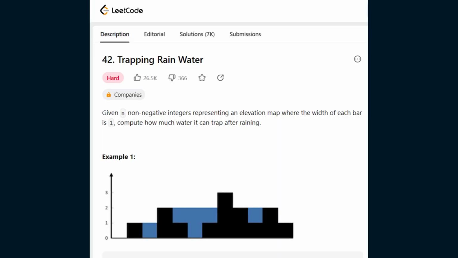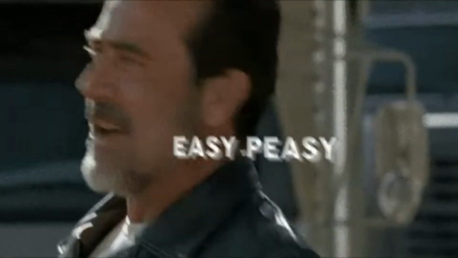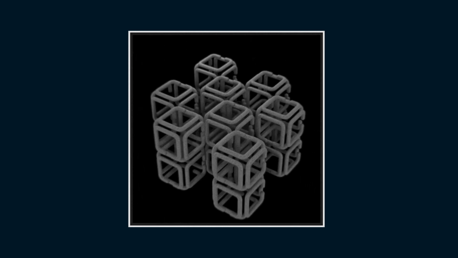Today we are going to tackle the hard listed problem from Leetcode called trapping water. We are going to make it super easy to understand with a visualized solution. So let's conquer this challenge together.